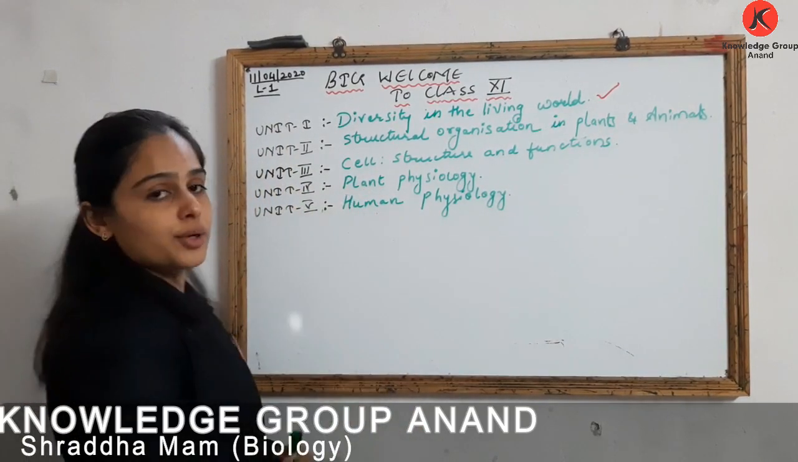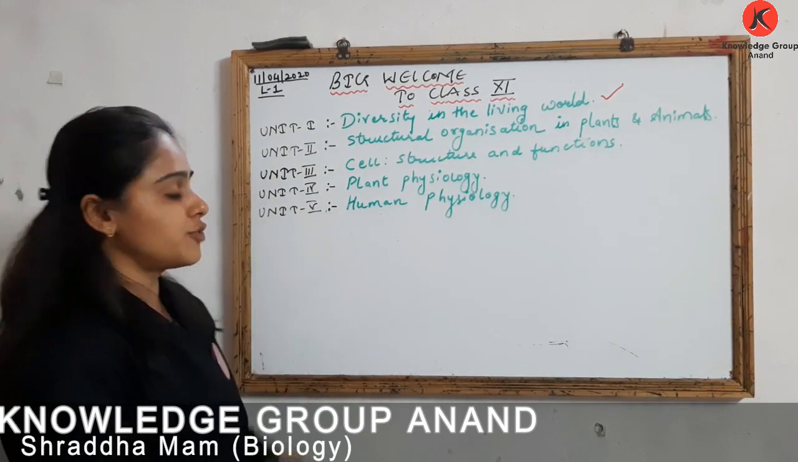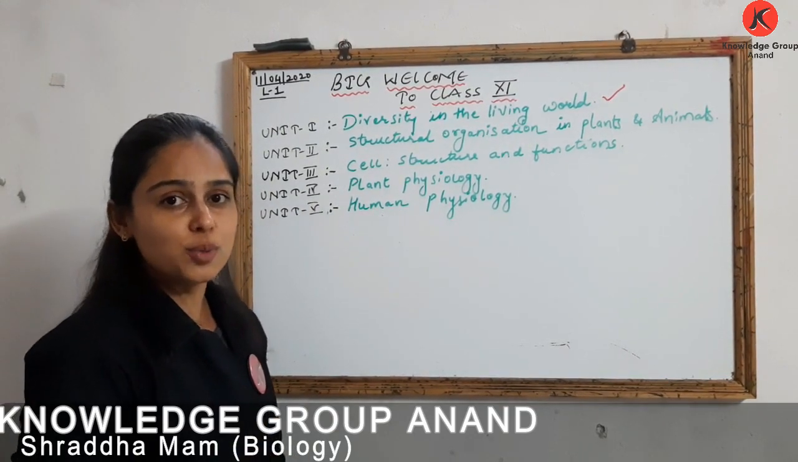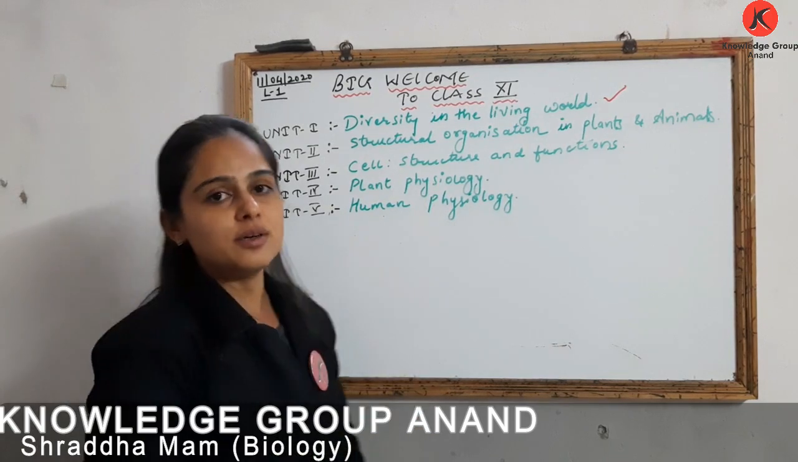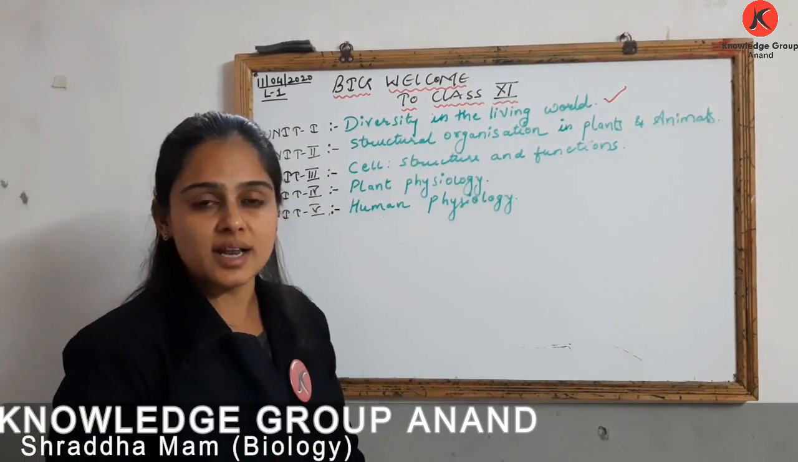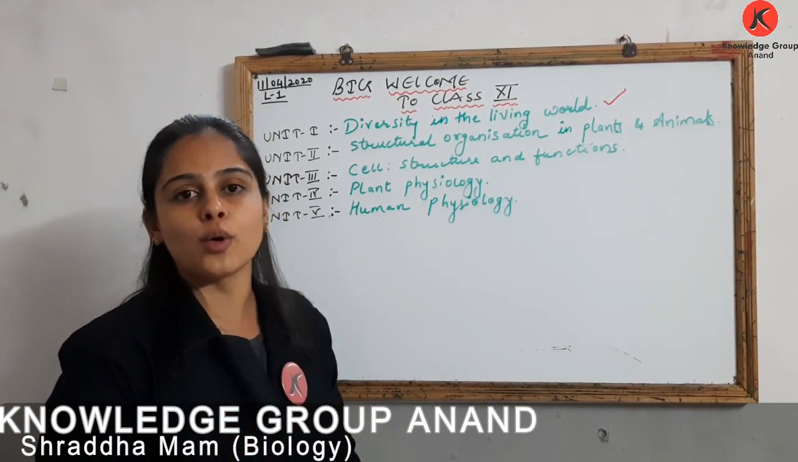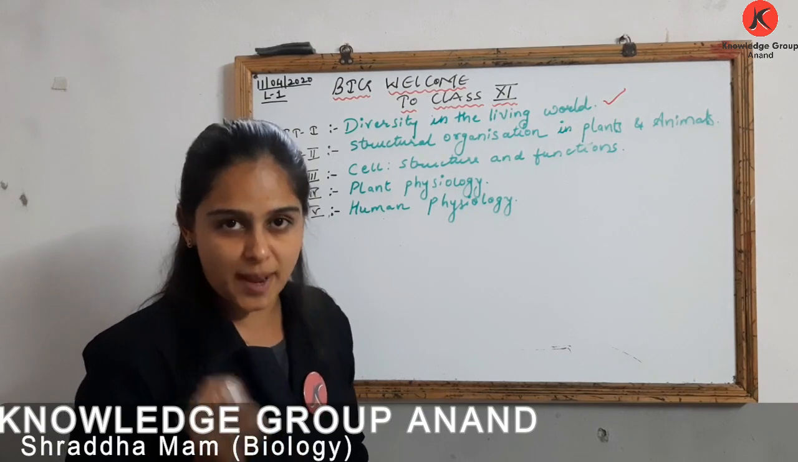Then comes your unit 4, that is plant physiology, and last is your 5th unit, which is very interesting to you people, that is your human physiology. So this is the general description of your class 11 book. Okay, these 5 units are given, in which in total we are going to understand 22 chapters.